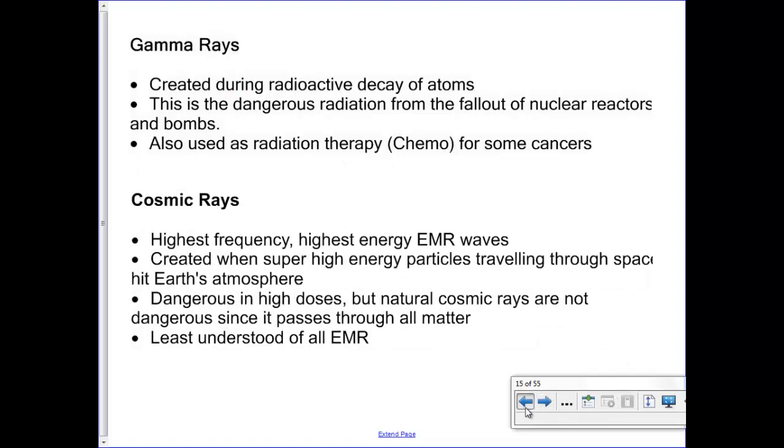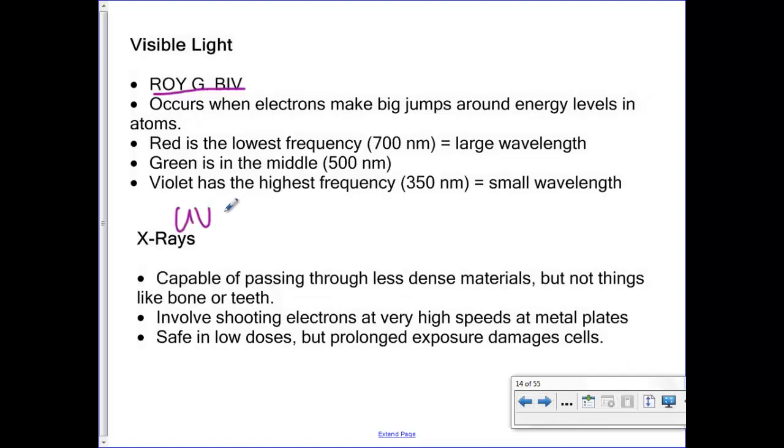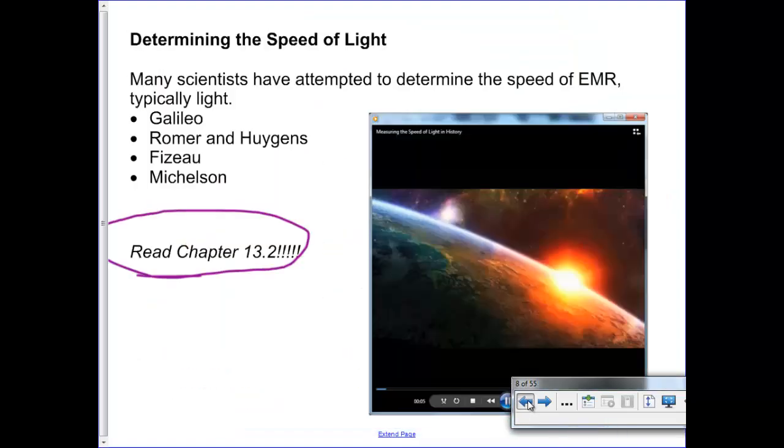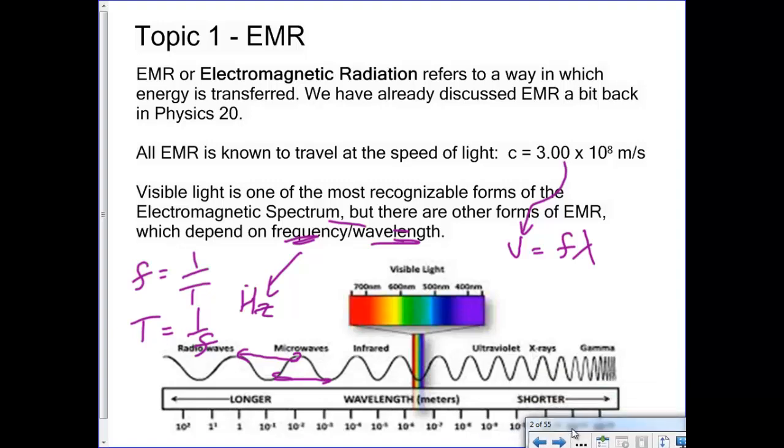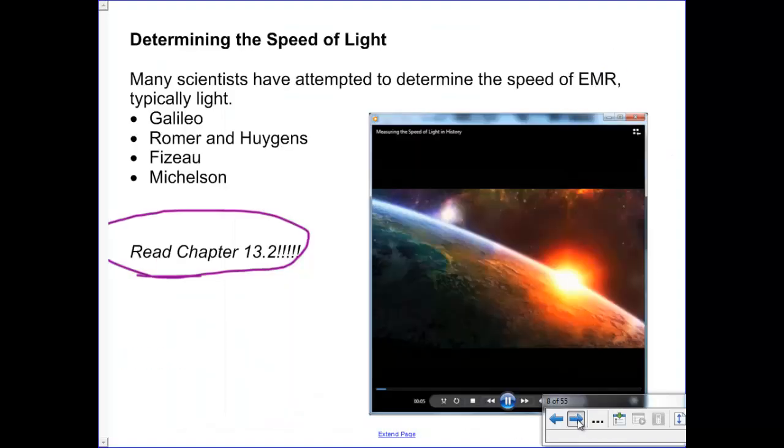Oh wait, there's one missing here. You should have UV light after visible light. I don't know why I missed that one, but UV light should be in between there. Where's a picture of the spectrum? We have one on the first page here. Yeah. After visible light should be ultraviolet light. Sorry, I didn't put anything on ultraviolet.